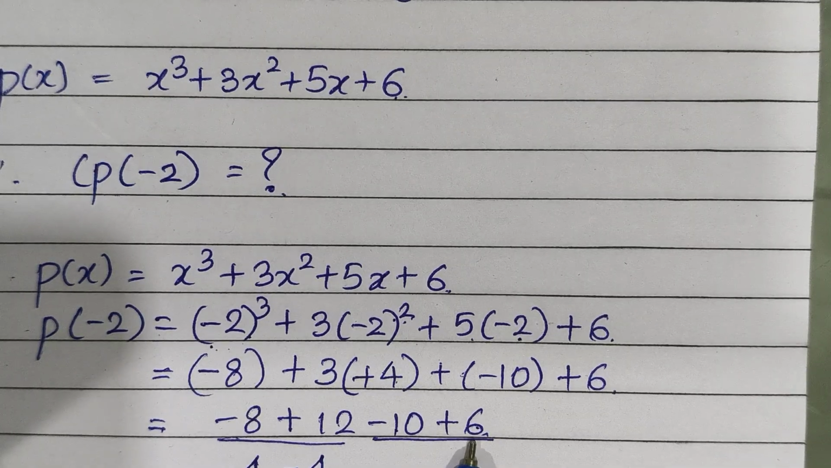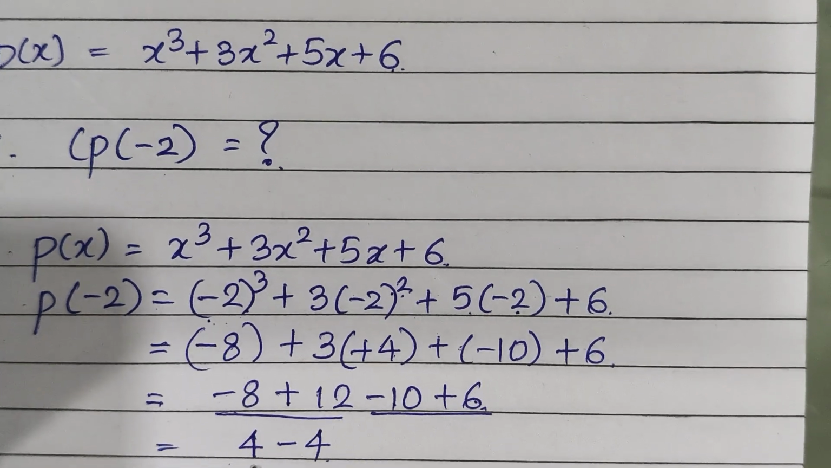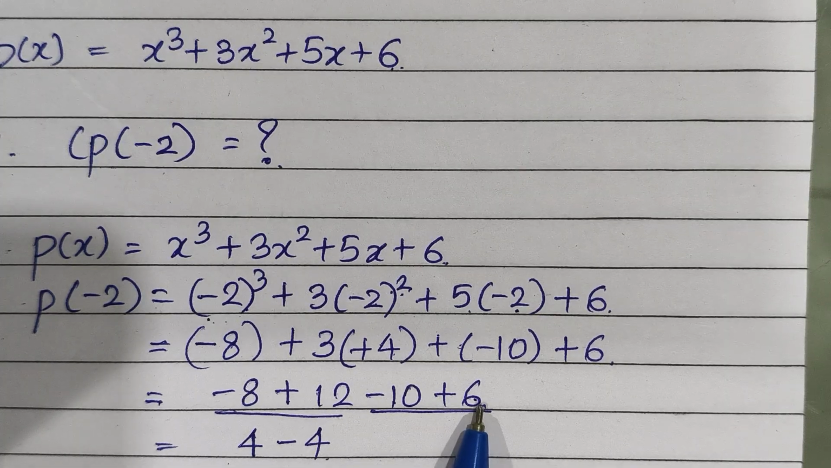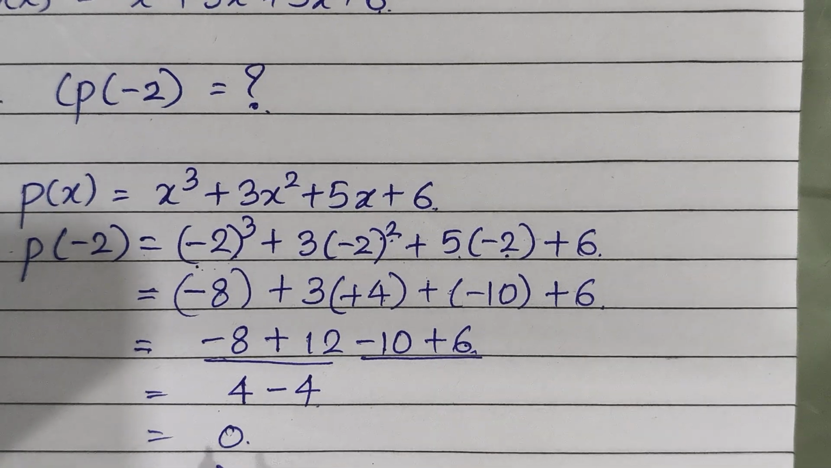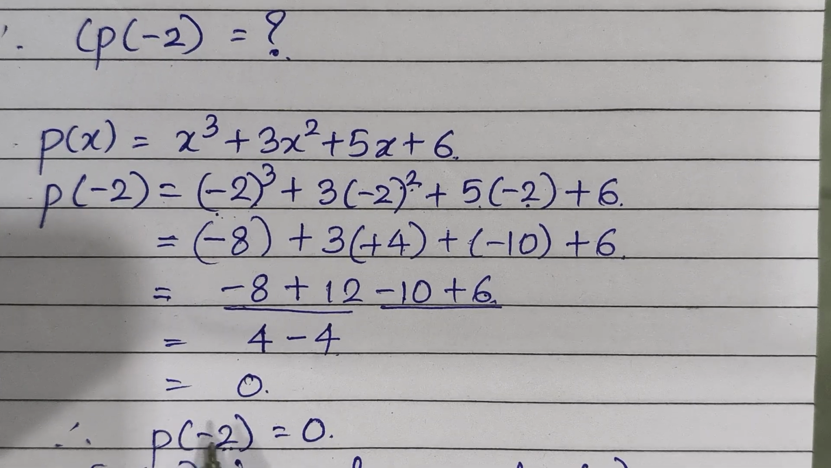Let's club them as per our convenience. You can take any two terms and find out the result. I have taken minus 8 plus 12, which gives me 12 minus 8, that is plus 4. And minus 10 plus 6, which is nothing but 6 minus 10, that is minus 4. So 4 minus 4 gives me 0. So what have we observed? That p of minus 2 is 0.